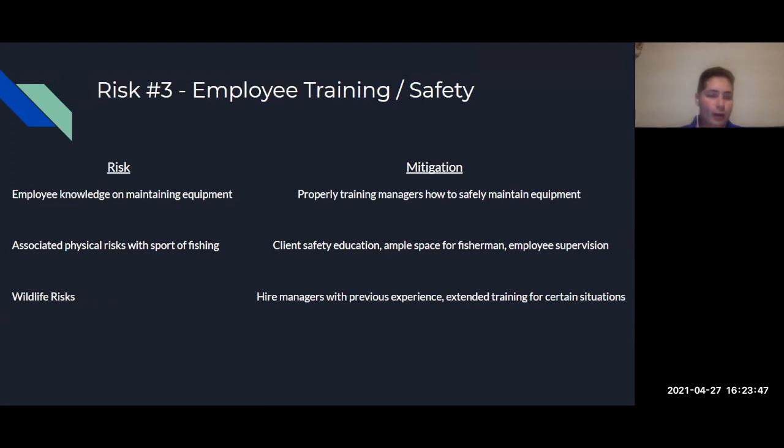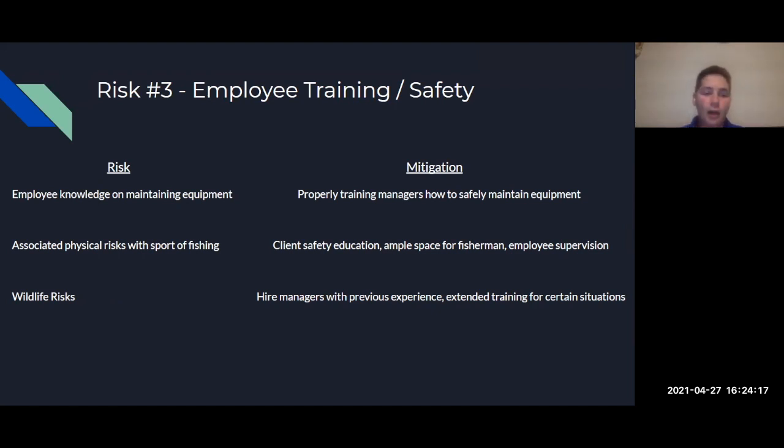So like last, the first risk would be the employee knowledge on maintaining equipment. Like I said, between pumps, general electricity, plumbing, there are some risks and hazards that are associated with general maintenance like that. So properly training managers how to safely maintain equipment will be not only saving us money as we don't have to sub it out, but obviously safe is great, and that's what our business model is looking after.